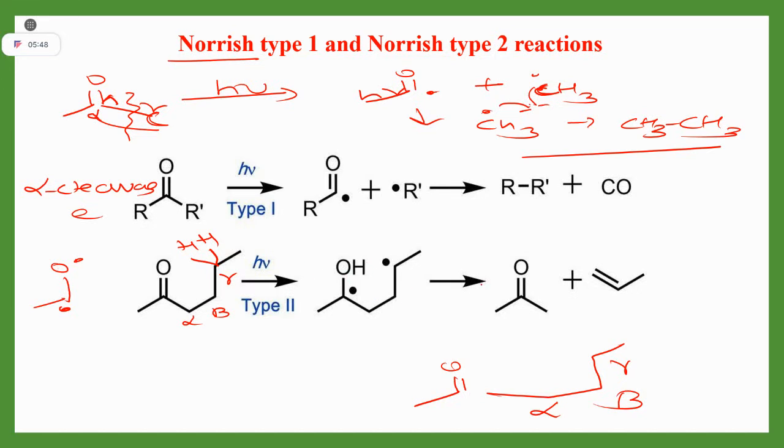Now two things can happen. One is that this bond can cleave and result in the formation of this ketone and alkene, right? Another possibility is that these two radicals can combine, right, and can form this cyclobutanol. This possibility is also there. Yes or no?